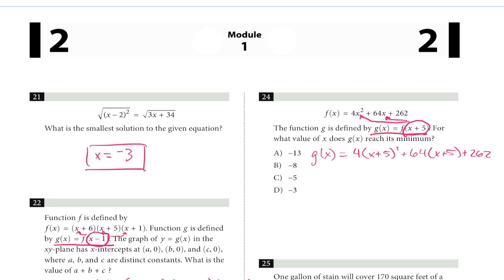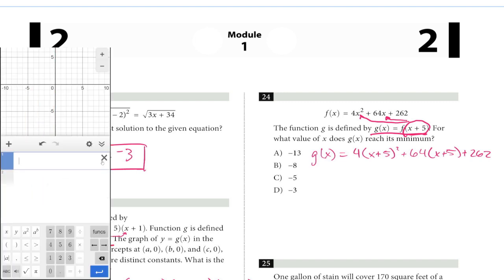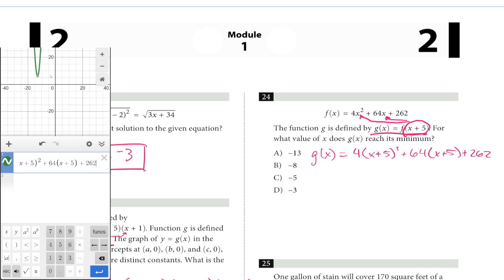Well, they're asking for what value of x does g of x reach its minimum, so we can now go and graph in Desmos. So again, I'm just going to type in the equation exactly how I have it written. So g of x equals 4 parentheses x plus 5 squared plus 64 parentheses x plus 5 plus 262. So we're just going to zoom out until we see the minimum.